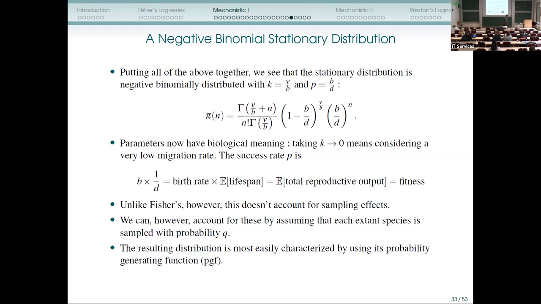Unlike Fisher's model, this doesn't account for sampling, right? This is just a population model, whereas Fisher's had sampling in it too. So at this point, those of you who haven't just clocked out are probably saying I'm cheating here because I haven't actually talked about sampling yet. Don't worry, I've got this covered. What I want to do is think about how I would get sampling in this model.